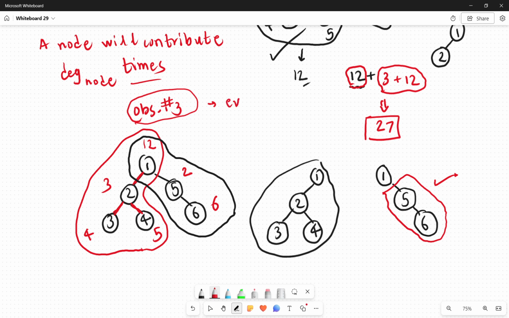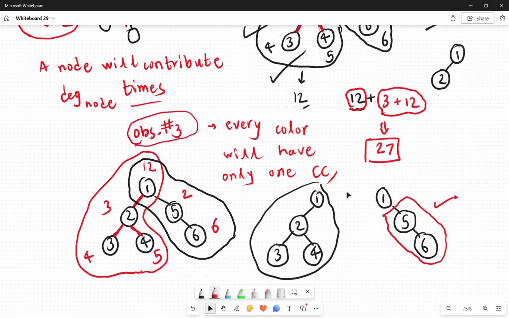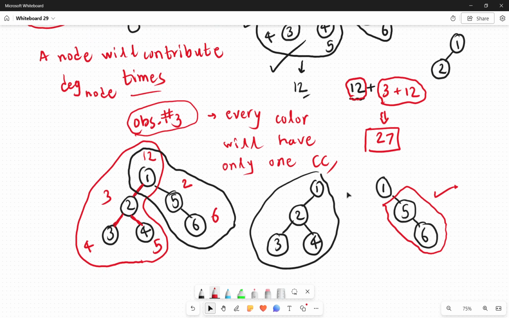Every color will have only one CC. CC means connected component. So these are the three key observations.